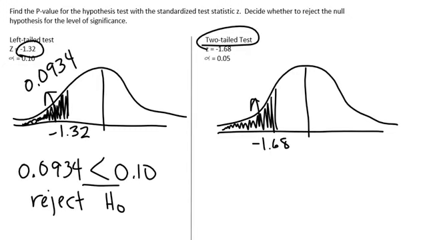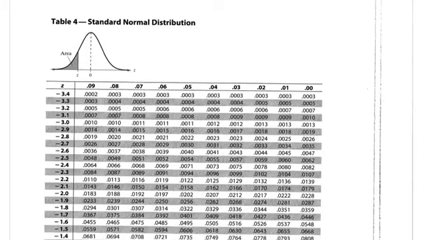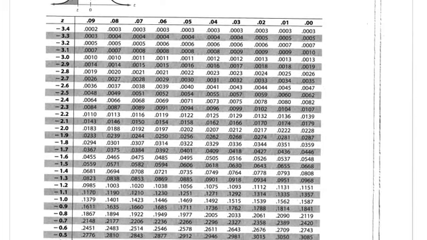Whatever area you find here, the p-value is going to be twice, because we're talking about a two-tailed test. So whatever area you find, take that area and multiply it by 2. That's going to be your p-value. Now let's go to our table to find the area under the curve to the left of negative 1.68. Here's my curve again.